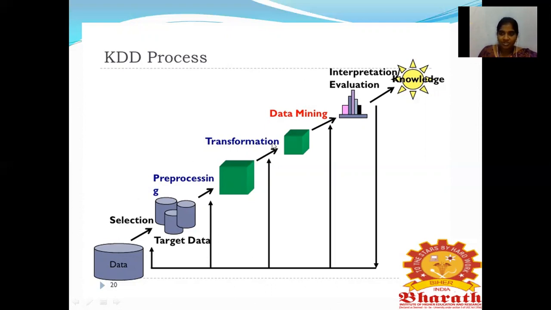Then transformation, that is creating a consolidated form of data. How can we create the consolidated form? Using some aggregation functions, we can create the consolidated form. For example, using the Naive Bayes classification, Bayesian classification, there are n number of algorithms. Based on that we are transforming into the consolidated format. Then data mining, finding the pattern in the data.